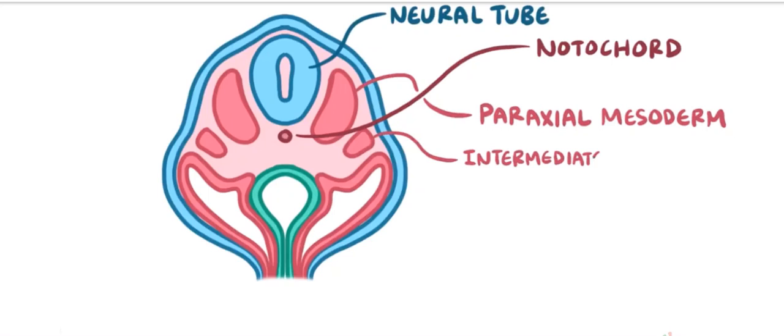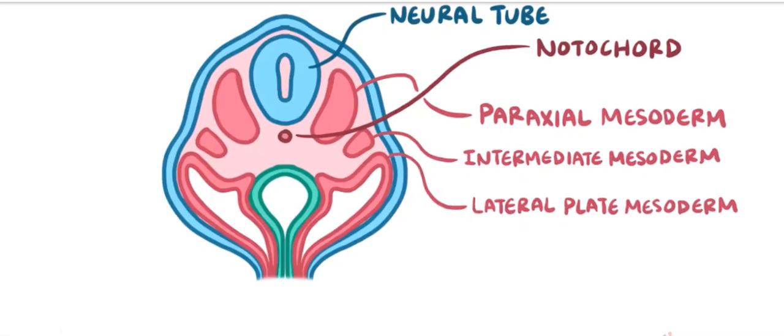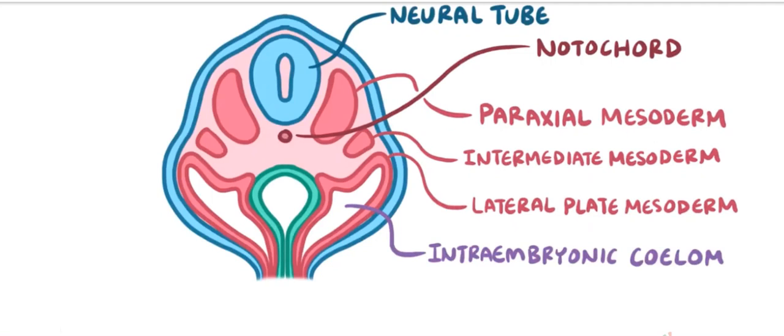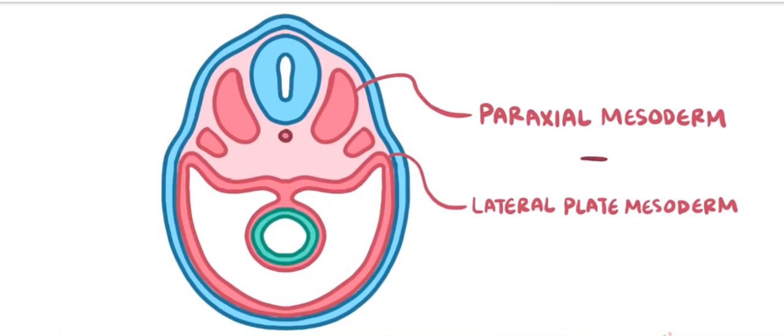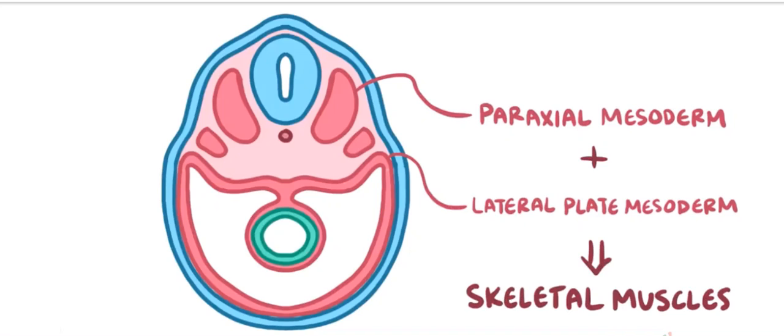Next, there's the intermediate mesoderm. And finally, there's the lateral plate mesoderm. Between the cells of the lateral plate mesoderm, small gaps appear and coalesce to form the intraembryonic coelom, which is a cavity inside the embryo's body. This cavity separates the lateral plate mesoderm into 2 layers: a parietal layer in contact with the ectoderm, and a visceral layer in contact with the endoderm. The paraxial and lateral plate mesoderm gives rise to the skeletal muscles in our body.